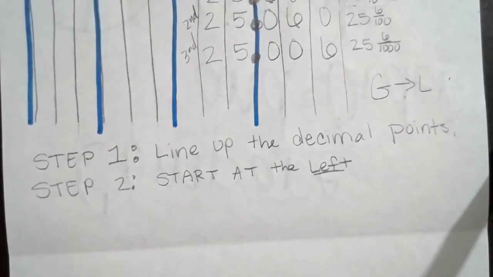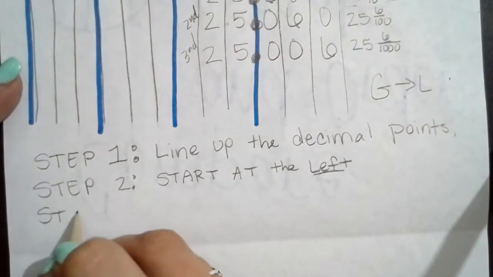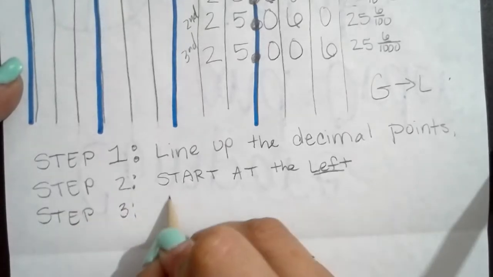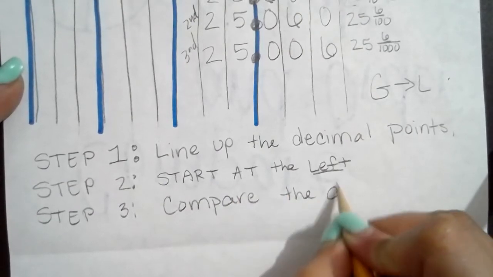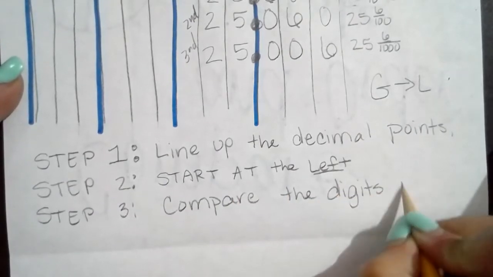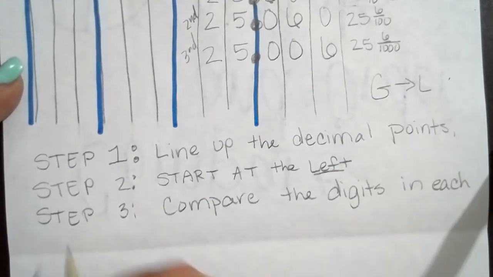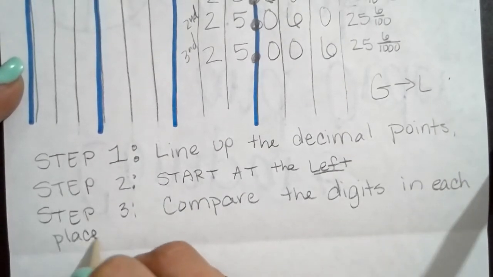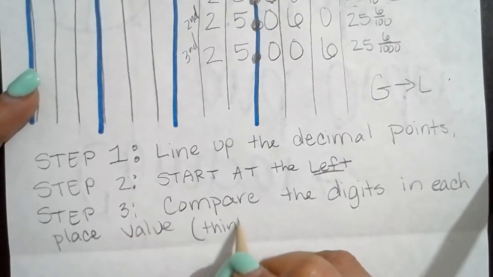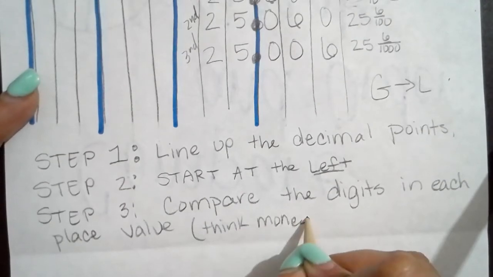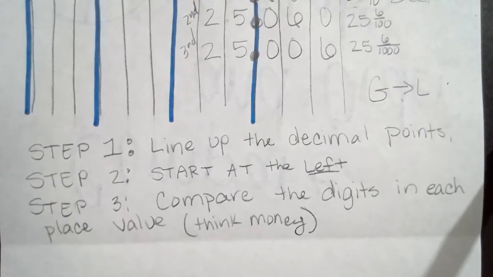Which is different because, you know, when you add and subtract and things like that, you start on the right. But when you're comparing and ordering, you're going to start on the left. Compare the digits to each place value. So that's step 3. Compare the digits in each place value. And for me, it helps to think of money. Think money. All right, so those are your 3 steps.